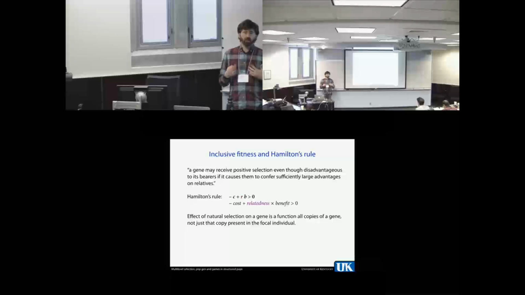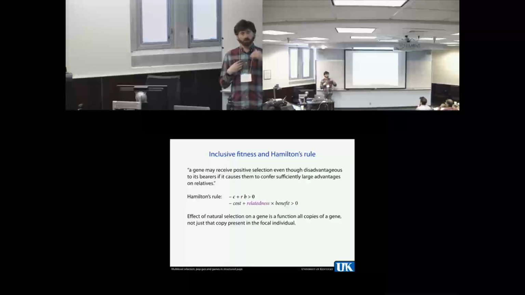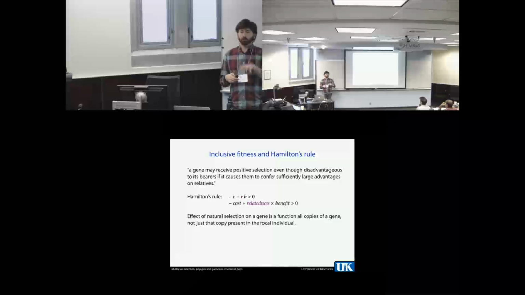So really, he was capturing just a relatively intuitive notion that the effect of natural selection on a gene is not just on the copy. When you think of a focal individual who has a certain number of offspring it produces, the effect of selection on the gene isn't just on the copy of that gene in the focal individual, it's on the copy of that gene in every individual in the population. So in a sense, all Hamilton's rule is really doing is providing a certain way to formalize that, to write that down into an equation.